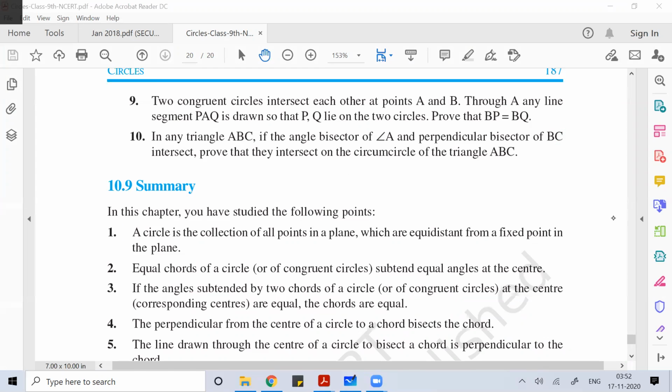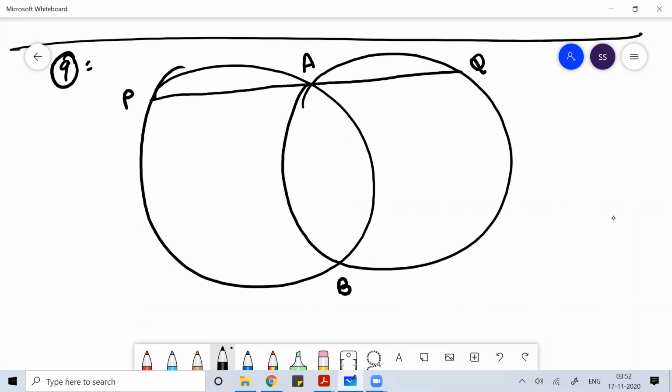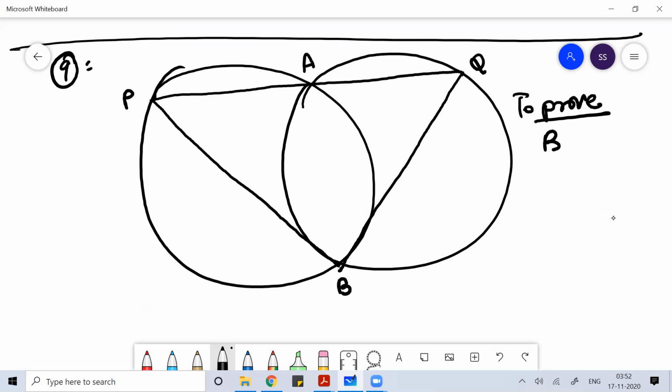Prove that BP is equal to BQ. To prove, what you have to prove? You have to prove BP is equal to BQ. And given they are congruent circles, it means the radii are the same.